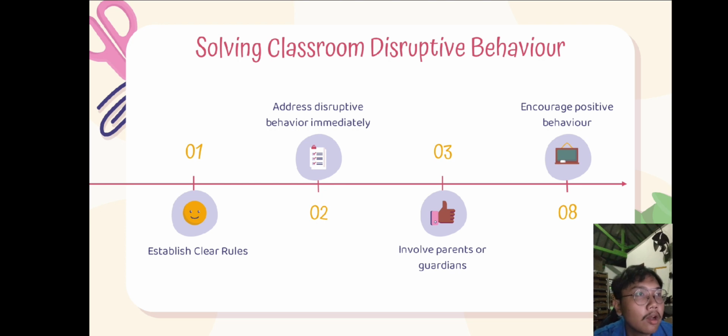And the second one is monitor and address the behavior immediately. Be vigilant in monitoring student interaction, especially during unstructured time. Intervene promptly when teasing or conflict occurs. When an incident occurs, address the students involved privately to avoid public embarrassment and further conflict.